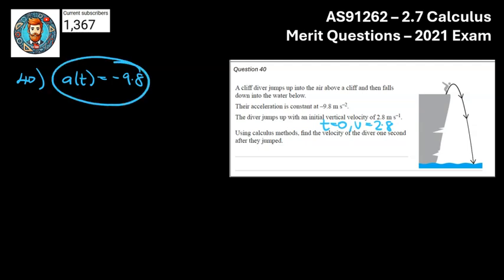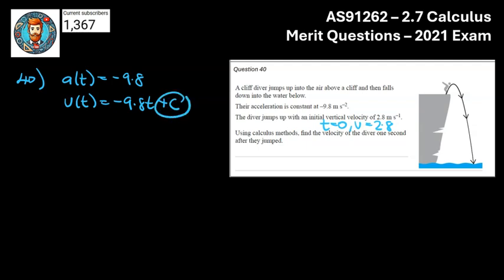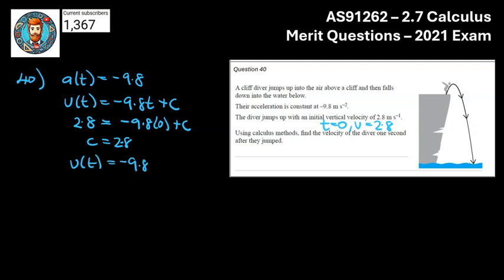So the way we can do that, to go from acceleration to velocity, we've got to integrate. So the velocity in terms of time is going to be equal to negative 9.8t plus c. So I now need to find out c, and that's where the 0 and 2.8 information is going to come in. So we know the velocity is going to be equal to 2.8. So 2.8 will be equal to negative 9.8 times 0 plus c, which means c is equal to 2.8. I'll put a dot there, forgot that. So that means the expression for the velocity is going to be negative 9.8t plus 2.8.